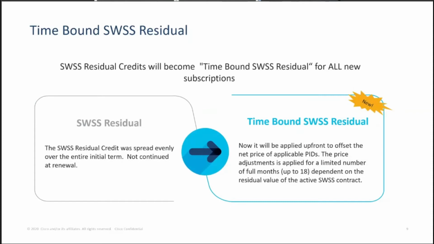If there's SWSS that hasn't been utilized, meaning you have additional months available in your plan, but you're upgrading to Flex, you will get credit for that.